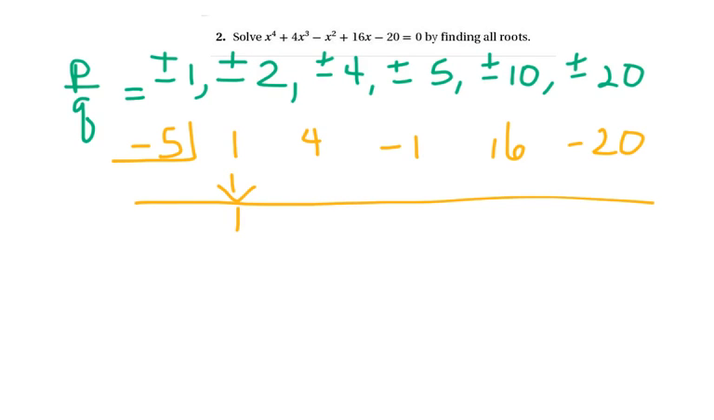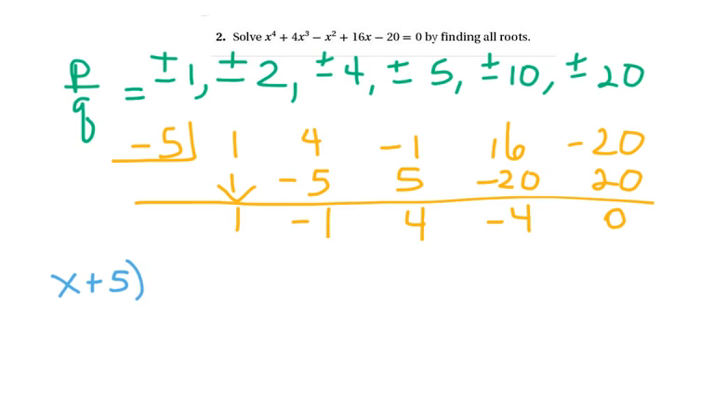So I bring down the 1. 1 times negative 5 is negative 5. I get negative 1. I get a positive 5. 4, negative 20. 16 minus 20 is negative 4. Positive 20 and 0. So I know that x plus 5 is a factor, since negative 5 is a solution. And my other factor right now is the polynomial x cubed minus x squared plus 4x minus 4.